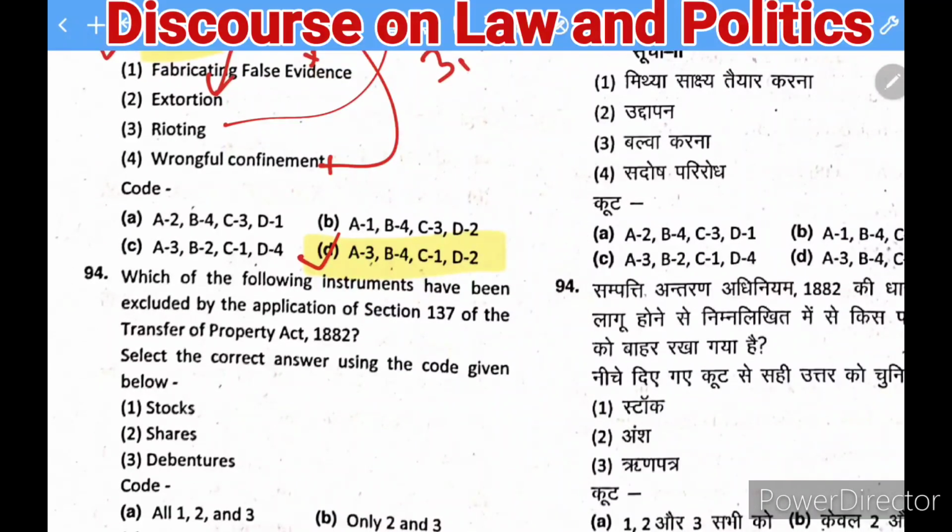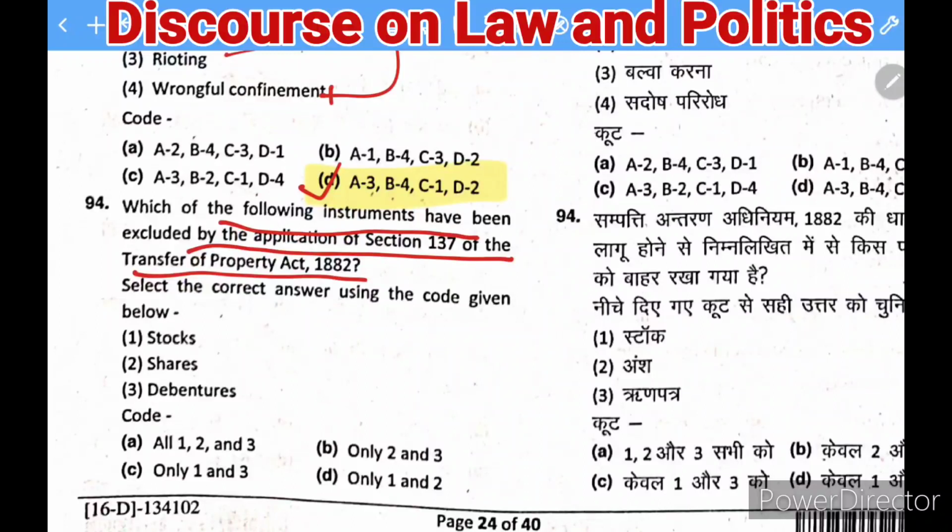Okay, next question is here. Which of the following instruments have been excluded by the application of Section 137 of the TPA? That means the Transfer of Property Act. The options given here are stocks, shares, and debentures. All these things, the stocks, shares, and debentures, are excluded from the application of Section 137 of the TPA. So therefore the answer is this one, A.